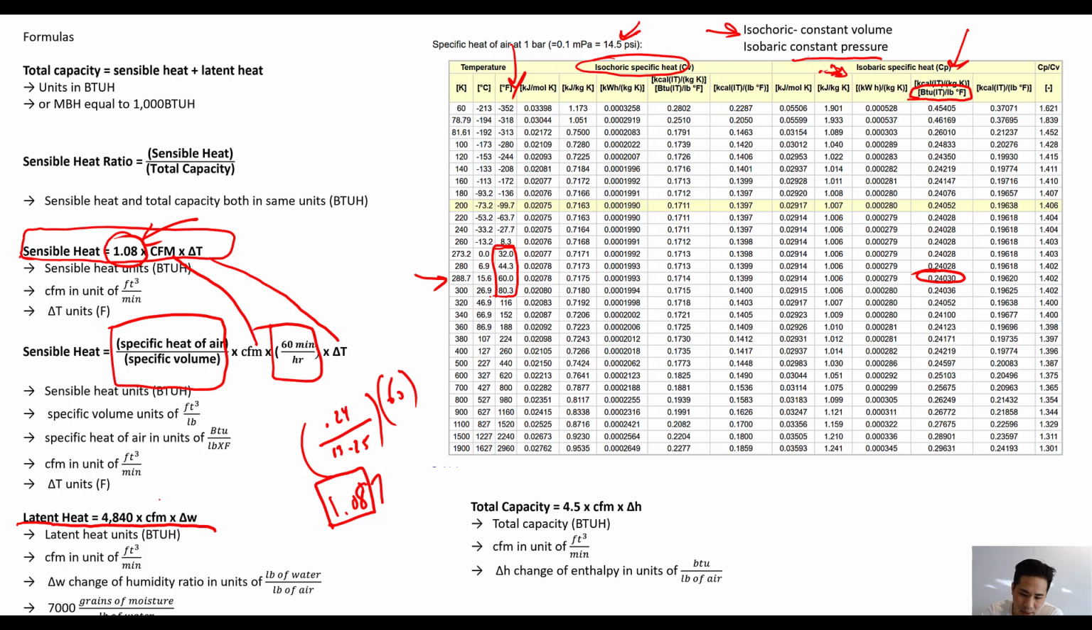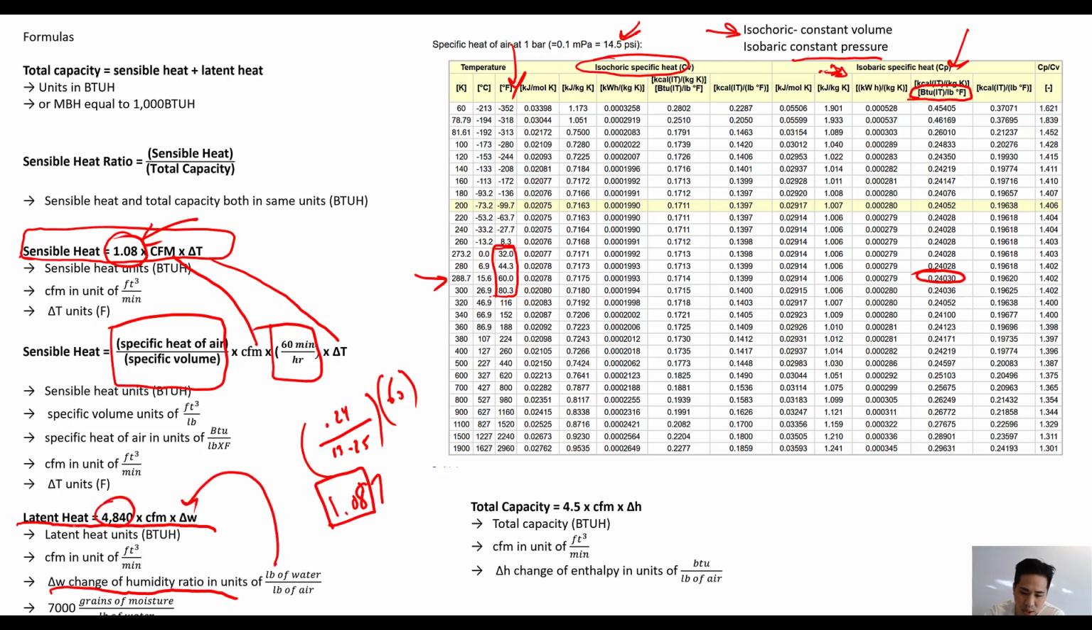To calculate it, it's 4,840 times CFM times delta W, which is just the humidity ratio, which is in units of pounds of water over pounds of air. And if you need to do a conversion, if you're given grains of moisture, it's just 7,000 grains of moisture per pound of water. So you can use that conversion to convert to pounds of water over pounds of air in order to use it within this formula here.